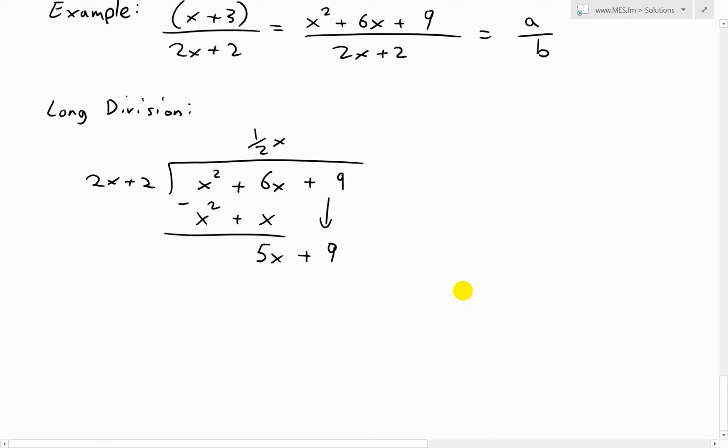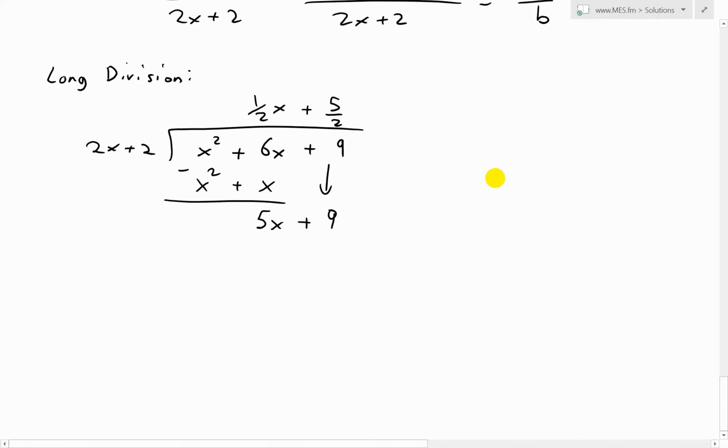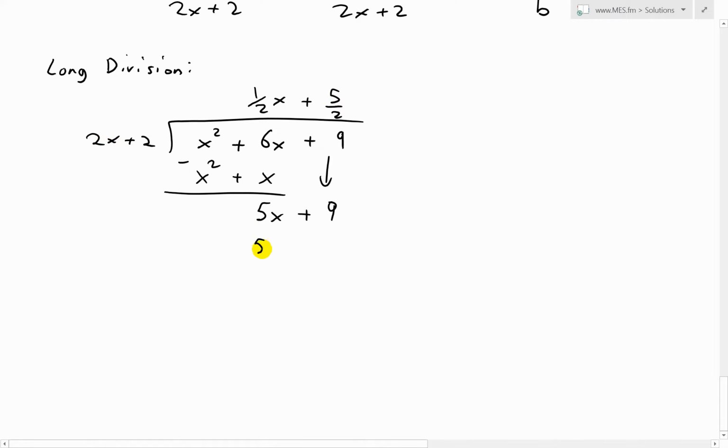And now what we have over here, we need to get the 5x, so we multiply over here by plus 5 over 2. Actually, no, just leave that x out. So 5 over 2 times 2x, the 2's cancel, that's just 5x. So we have 5x, and then over here the 2's cancel again, that's just plus 5. Subtract. This cancels, now we have 9 minus 5 is 4. And now we can't get any further with this one, so that's the remainder.